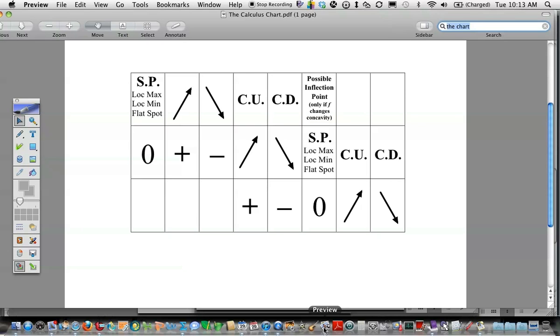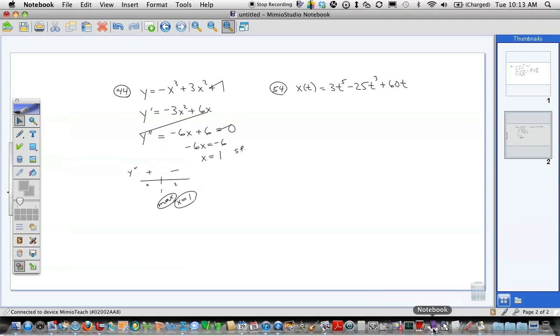All right, one more thing here. Let's look at number 54. Number 54 says this particle x, we had number 54, right? Okay, 3t to the 5th minus 25t cubed plus 60t. All right, and we are supposed to find when the particle's moving to the left.